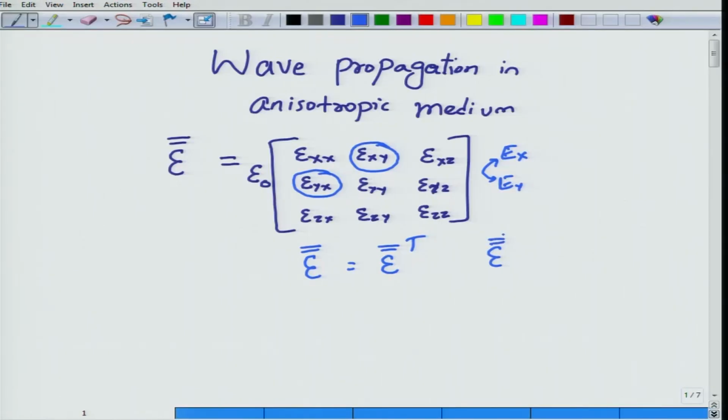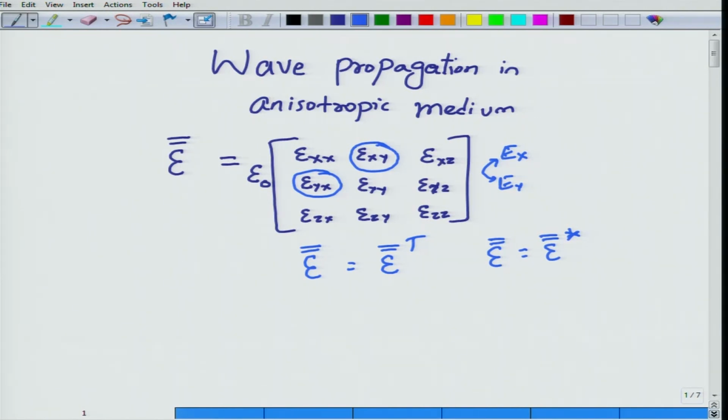But if you want to use the phasor notation, then you will have to look at it, because the elements can become complex, but they will always be conjugate symmetric. Okay. So, whether you are working with cosine omega t or the phasor determines whether it is just a simple symmetric epsilon matrix or a conjugate symmetric epsilon matrix.